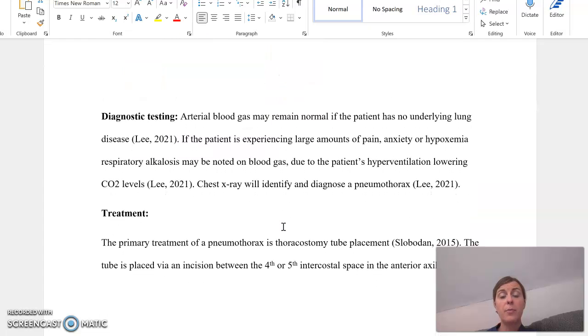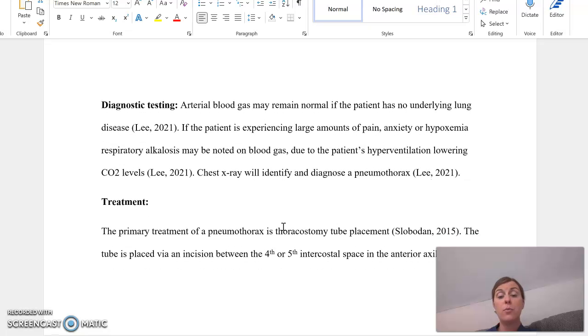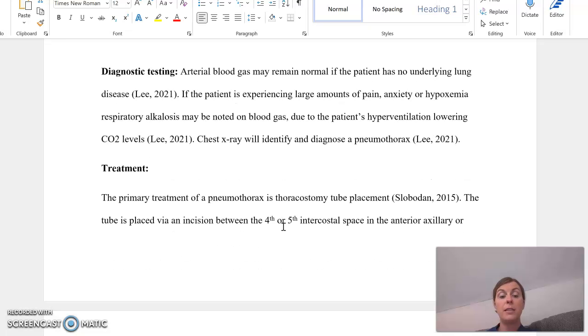Diagnostic testing: the provider may choose to obtain an arterial blood gas, but if the patient has no underlying lung disease or lung problems, then that may remain normal. If the patient is experiencing large amounts of pain, anxiety, or hypoxemia, the patient's hyperventilation will lower the CO2 levels, creating respiratory alkalosis that can be noted on blood gas. To get a definitive diagnosis of a pneumothorax, a chest x-ray should be obtained.